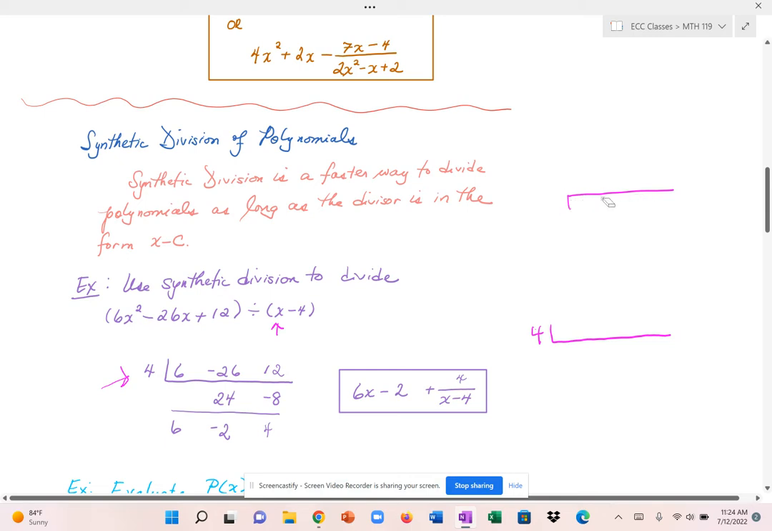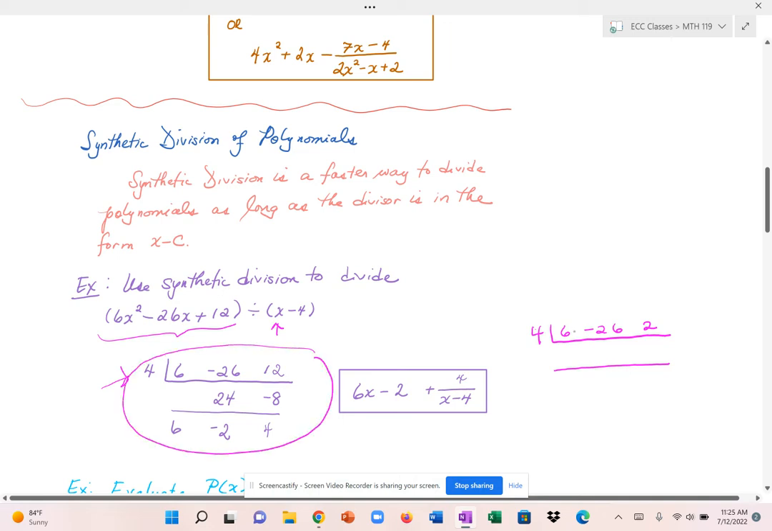And then you put the coefficients and the constant of your dividend, and they have to be in the right order with the highest exponent first all the way down to the constant. So then we write 6, negative 26, and 2 inside this bar, and then we draw another line right here. So that's what you're seeing over here.